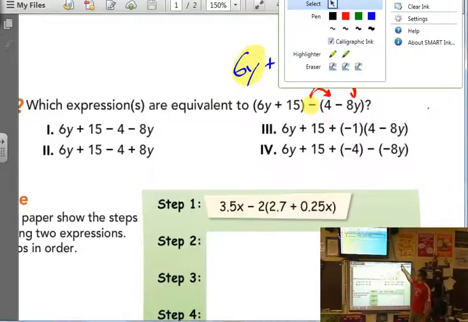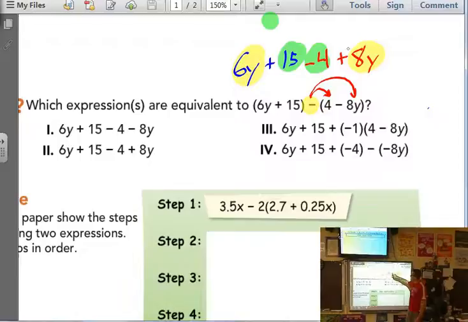Oh, come on. Give me a highlighter. My constant term with my constant term. I know I'm working up instead of working down, but I have no space to work down. My variable terms, if I have 6y and 8y, I end up with 14y. And if I have 15 minus 4, I end up with 11. So really, I'm looking for expressions that end up with 14 y's and 11 as my constant value.